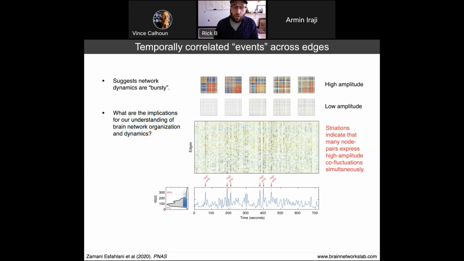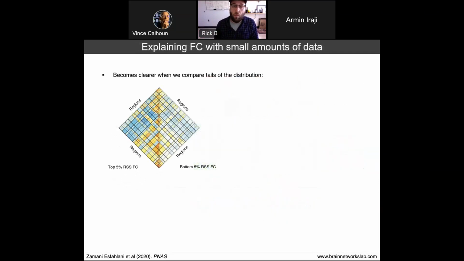So what are the implications for this? Well, it becomes clear to us when we compare the behavior of the tails of this RSS distribution. On the left-hand side here, this is the functional connectivity reconstructed using only the highest amplitude frames, the top 5%. And on the right is the bottom 5%. And we asked, how similar is the pattern on the left to the static functional connectivity, and then did the same for the pattern on the right.